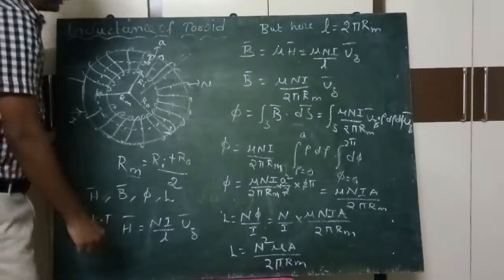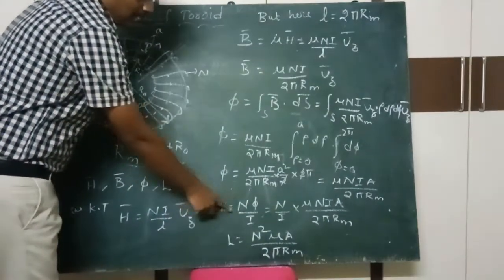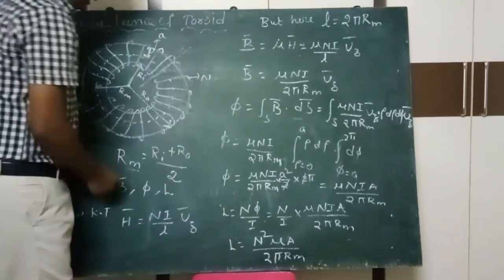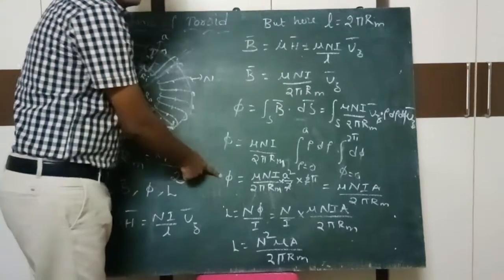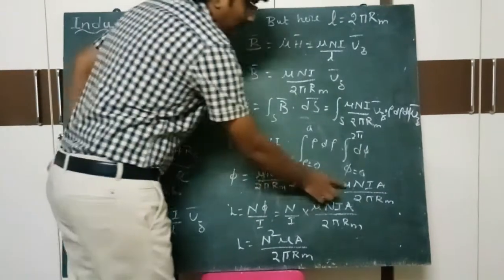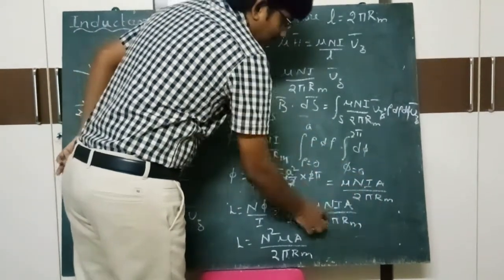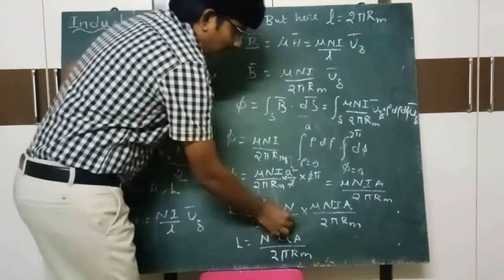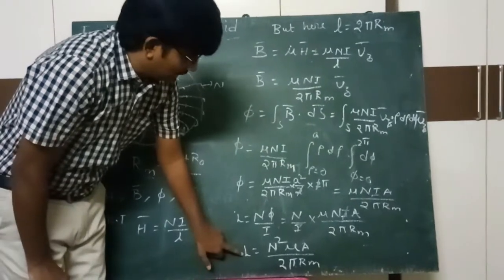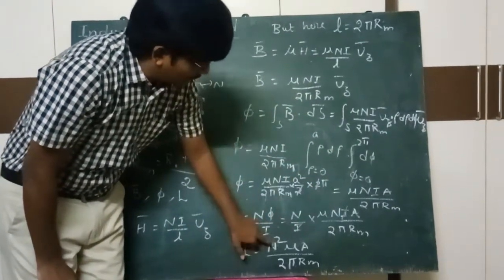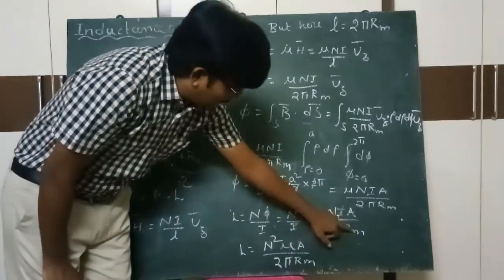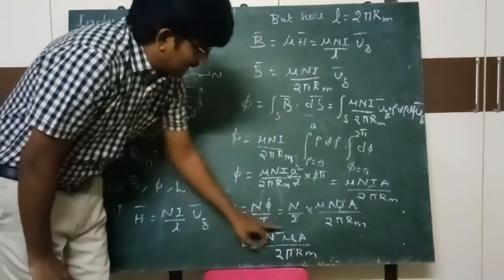Now the total inductance of the toroid L is equal to N phi by I, where N is the total number of turns and I is the current flowing through the toroid, and phi is the flux produced by the toroid. So from this it is equal to N into phi, that means mu N I capital A divided by 2 pi Rm, divided by I. So here I and I cancel with each other. Then the total inductance of the toroid L is equal to N into N, that means N square, mu, that is permeability, and A of the toroid divided by 2 pi Rm. So this is the formula for the inductance of the toroid.